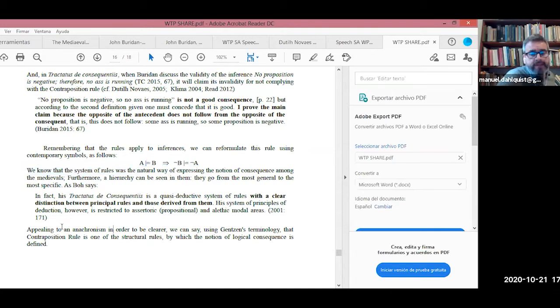Medieval logic is a rule logic, a logic that utilizes many rules, as Boh says. Tractatus de Consequentiis is a quasi-deductive system of rules with a clear distinction between principal rules and those derived from them. And Dutilh Novaes says, medieval logicians sought not only to establish the validity of such basic rules, they also made inquiries on the very nature of logical consequence and inference. In this sense, their investigation overlaps not only with modern proof theory, but also with the modern philosophy of logic.